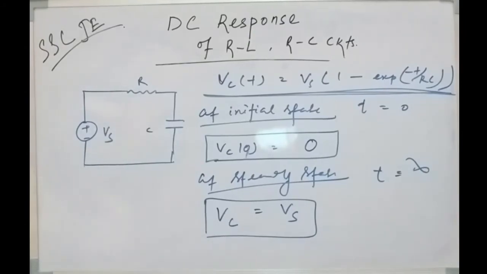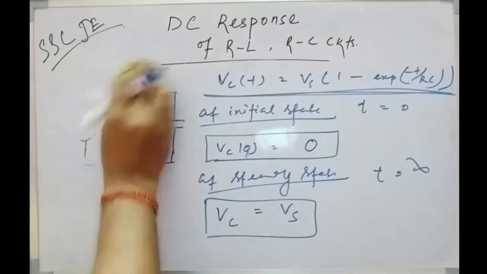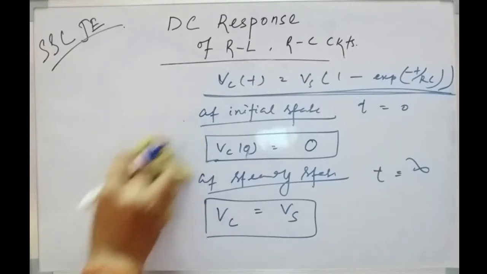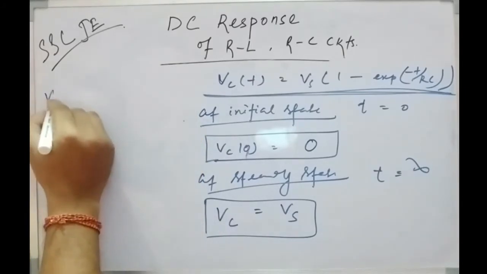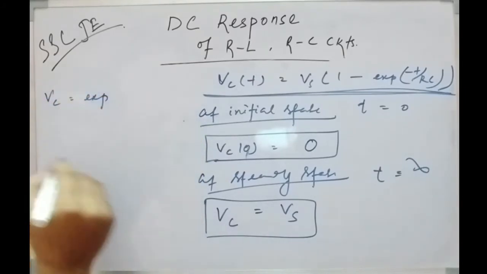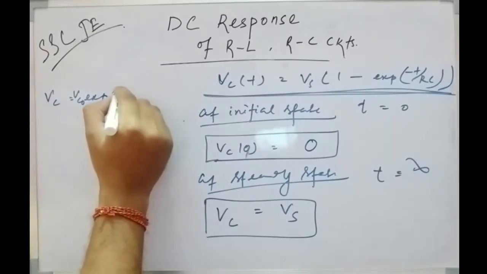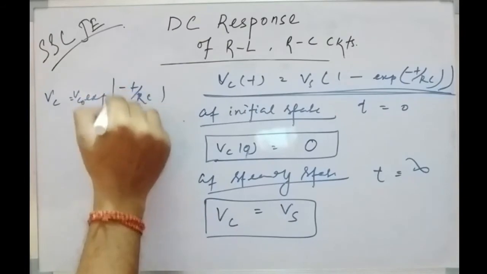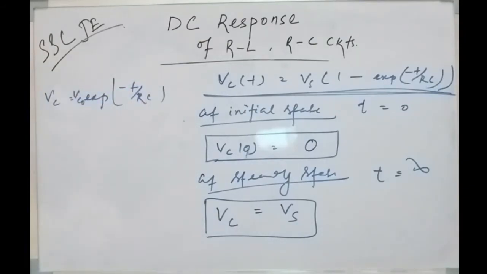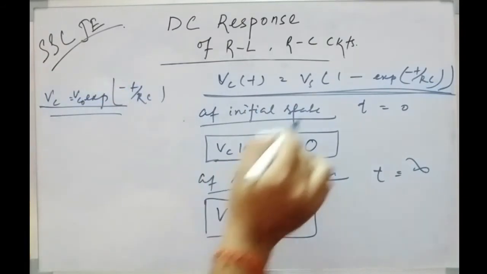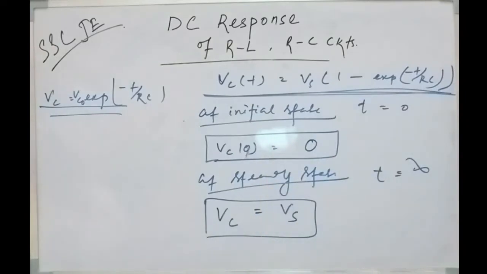So in the previous case where we have taken Vs equals to 0, there we got Vc equals to some constant, Vc naught, times exponential minus t by RC, right? And this is the response where Vs is not equal to 0. There is a constant voltage we have applied.